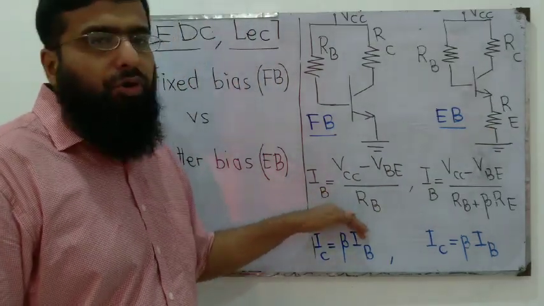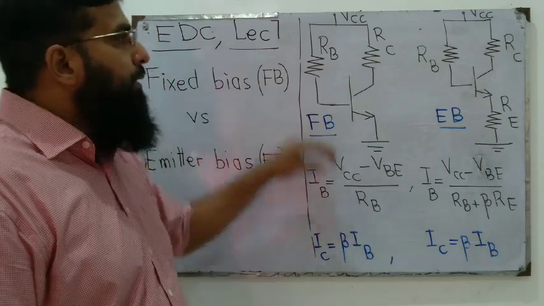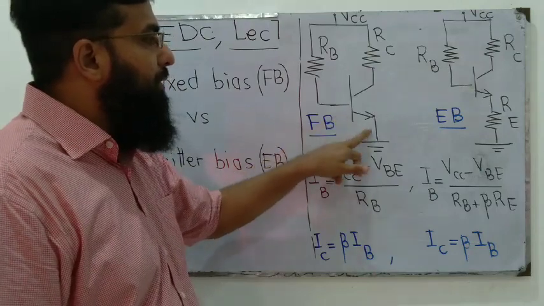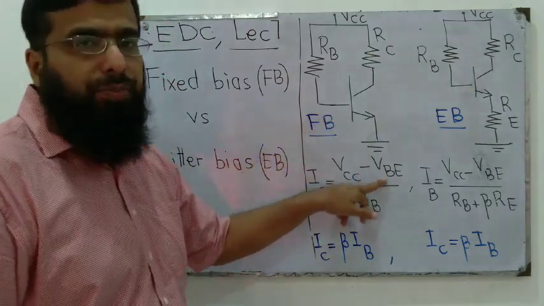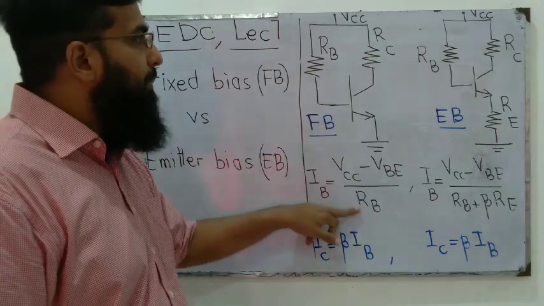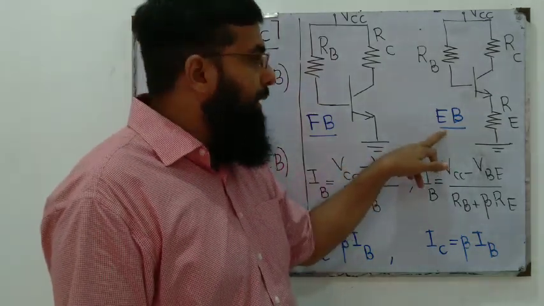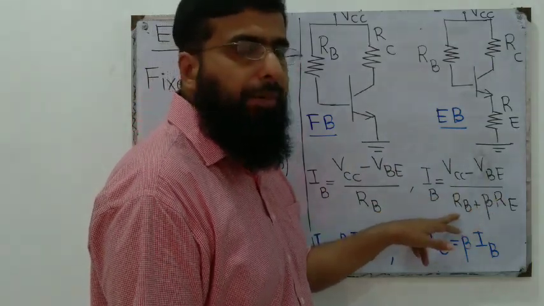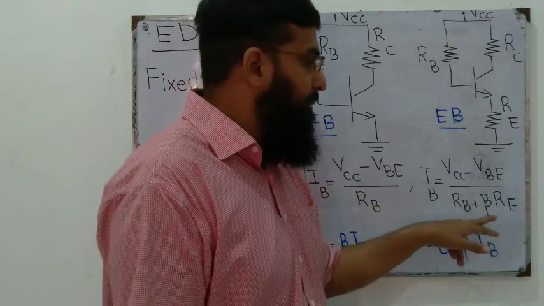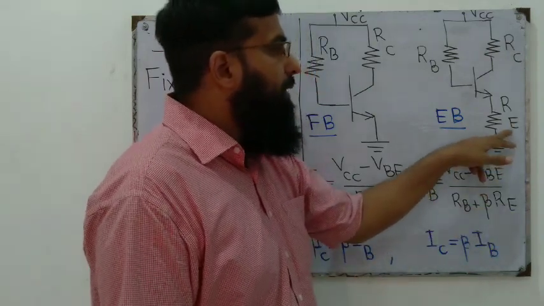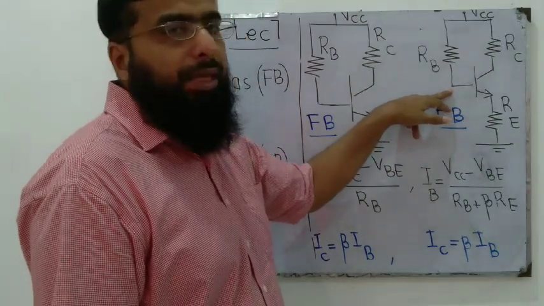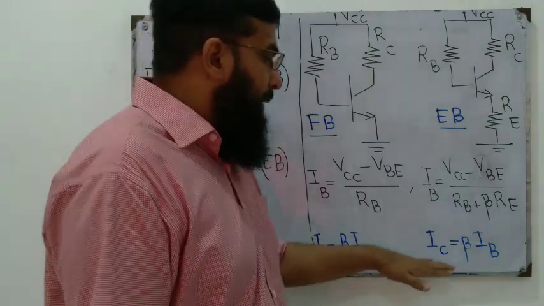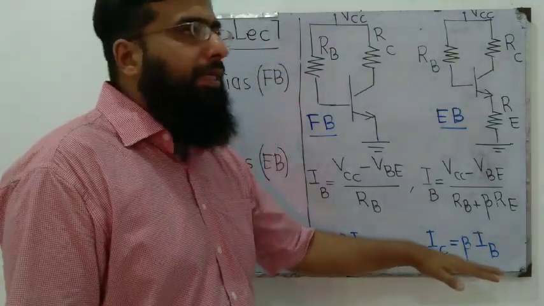IB, the current flowing through this fixed bias circuit, we have already studied, is VCC minus the voltage drop across the base emitter junction, which is mostly 0.7, divided by RB. Whereas for this emitter bias circuit, it's VCC minus VBE over RB plus beta times RE, where this emitter resistor RE, once seen on the input side, multiplies with beta. In both cases IC is beta times IB.